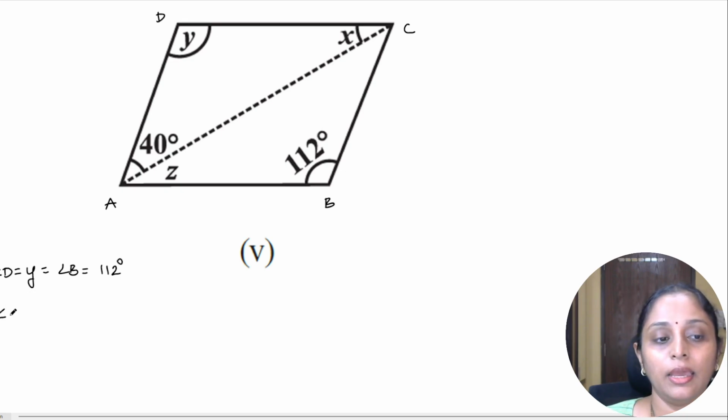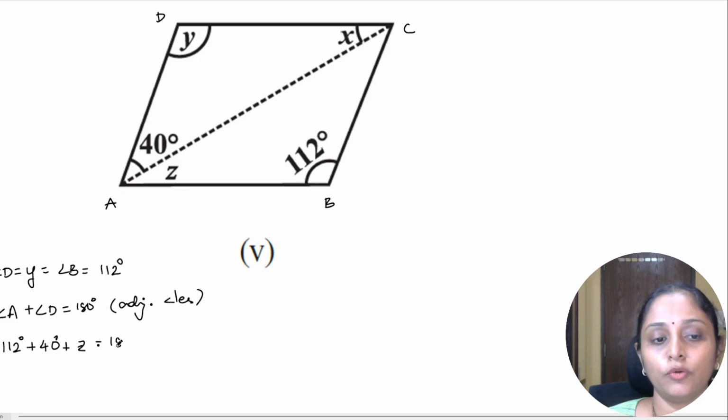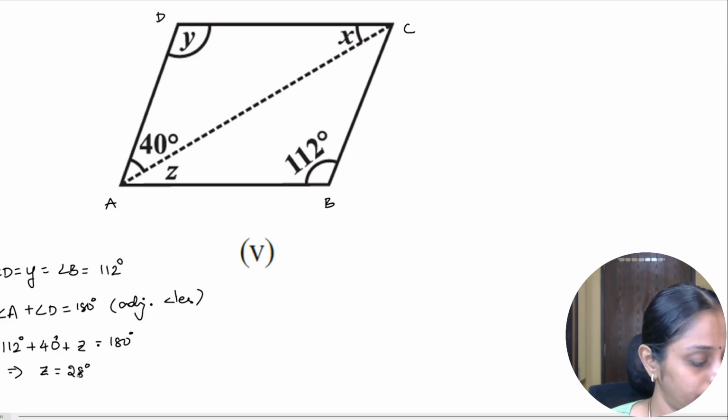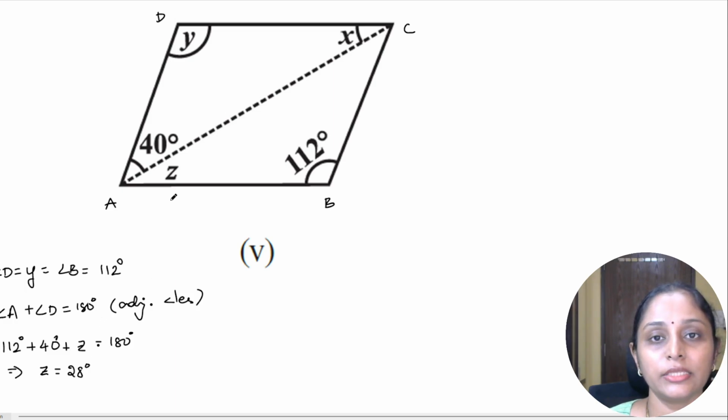So if I say angle A and angle D are supplementary because they are adjacent angles of a parallelogram. Okay, so I have y, which I am going to write as 112 because we already found it out, plus 40 plus z is equal to 180 degrees, right? So we'll get z is equal to, this is 152. So 180 minus 152 is 28 degrees, right? So I got the measure of z as 28.